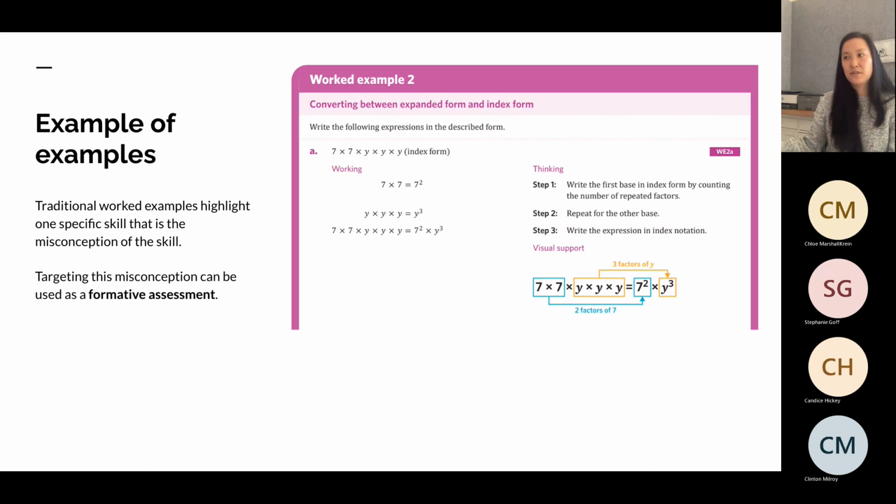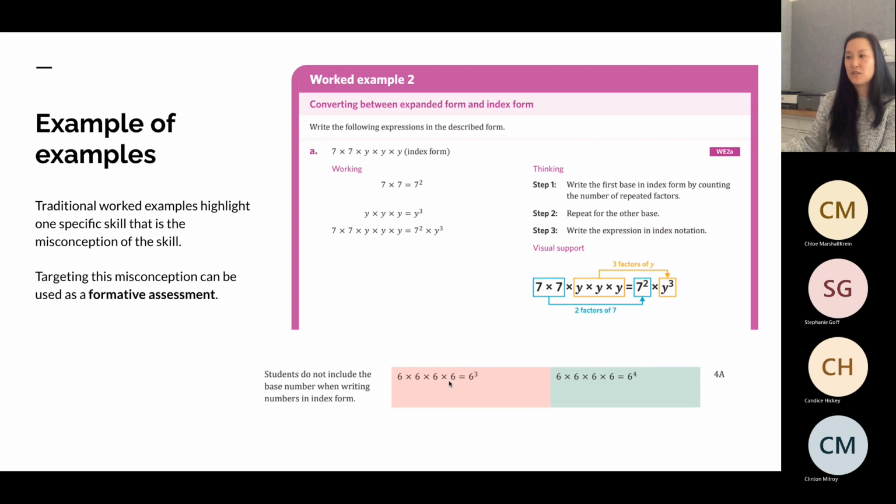Here's another example of a worked example. This is one from our Enrolla textbook. As you see here, the misconception that a lot of students have is usually counting the number of bases when they're doing indices. And so this is a visual model that is actually, besides just the written theory, the visual model, which will help students to actually see how it's stepped out, how the working is stepped out. This is a really good example of an example.